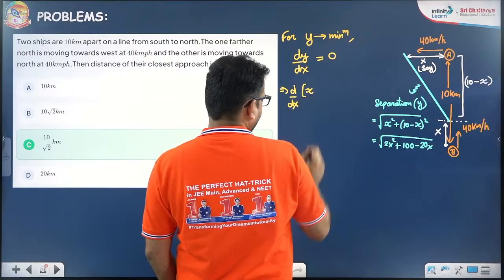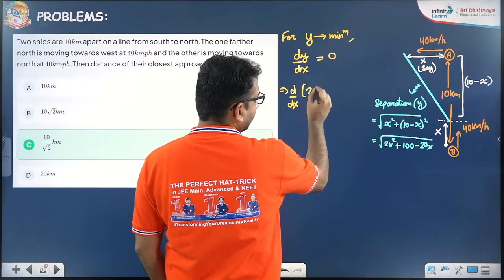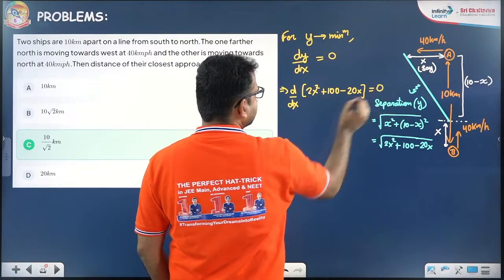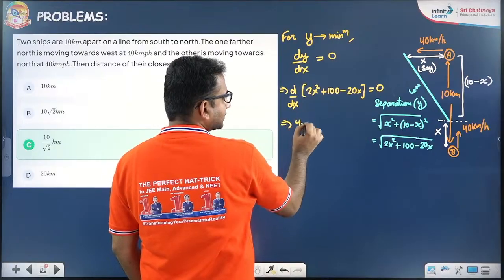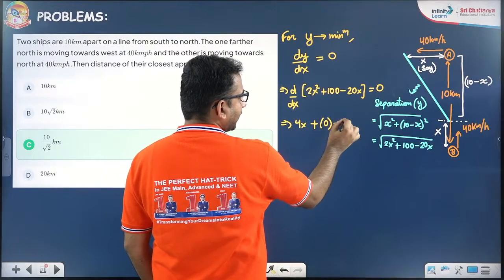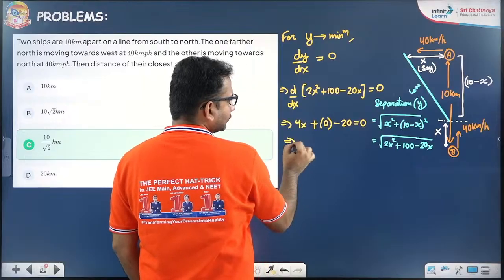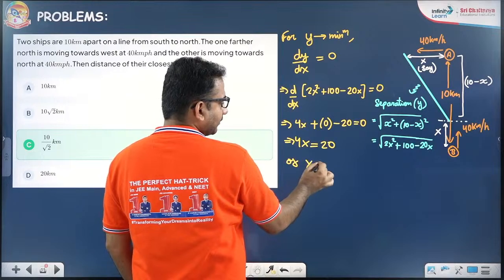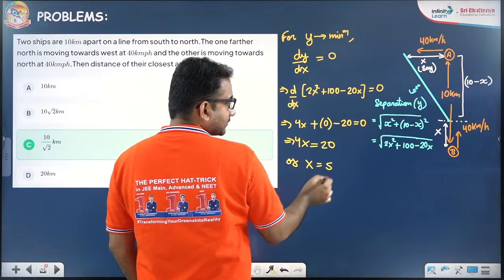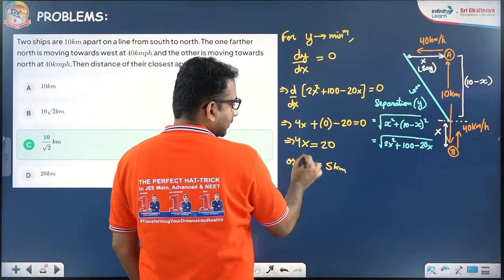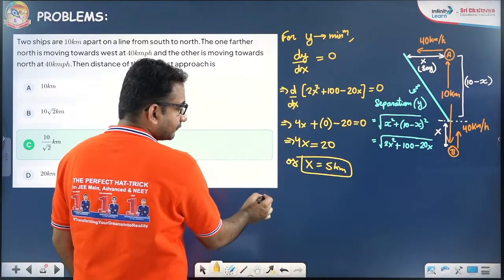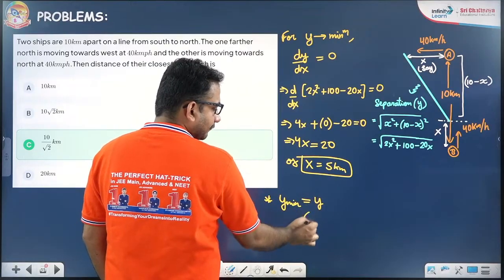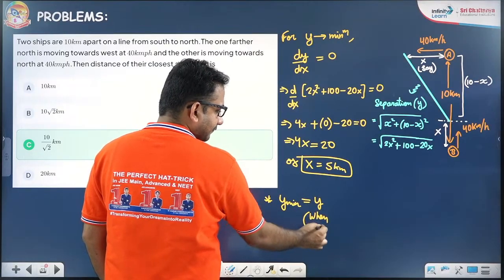In fact, 2x square plus 100 minus 20x, its derivative is 0. So it will be 4x plus 0 minus 20, that will be equal to 0. This implies 4x will be equal to 20, or x will be equal to 5. x will be equal to 5 kilometers. But this is the value of x. This is not y minimum. So y minimum will be y when x is 5.